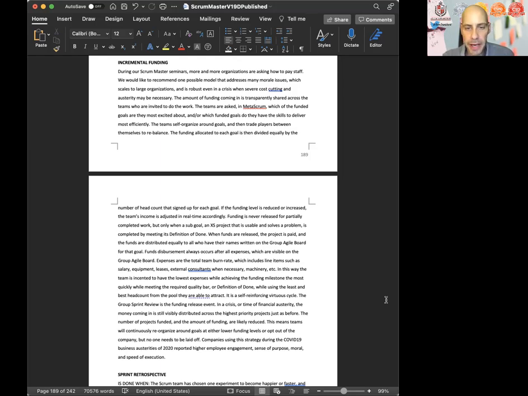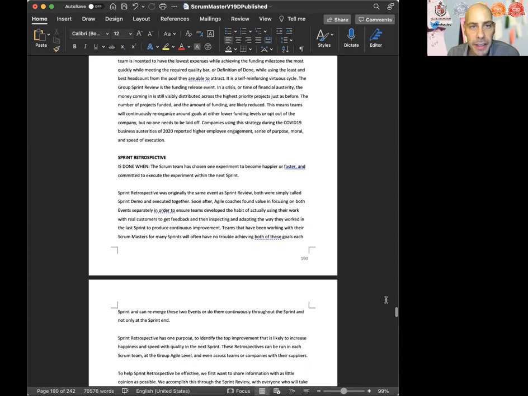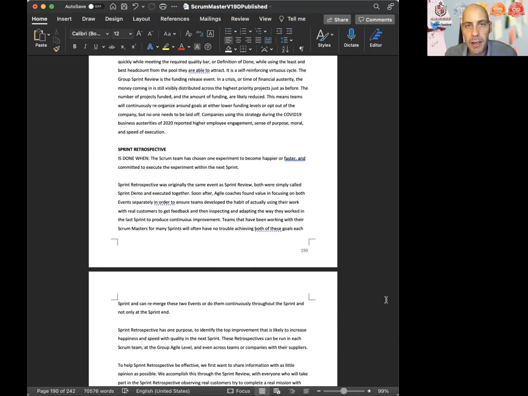Expenses are the team burn rate, which includes line items such as salary, equipment, leases, external consultants when necessary, machinery, etc. In this way, the team is incented to have the lowest expenses while achieving the funding milestone the most quickly, while meeting the required quality bar or definition of done, while using the least and best headcount from the pool they are able to attract. It is a self-reinforcing virtuous cycle. The group sprint review is the funding release event.